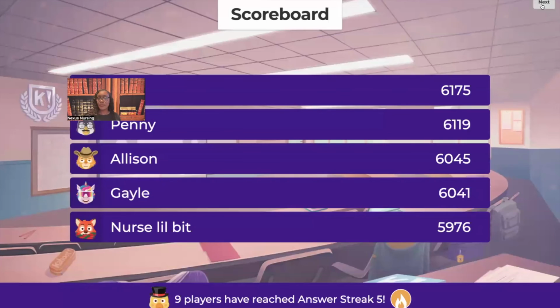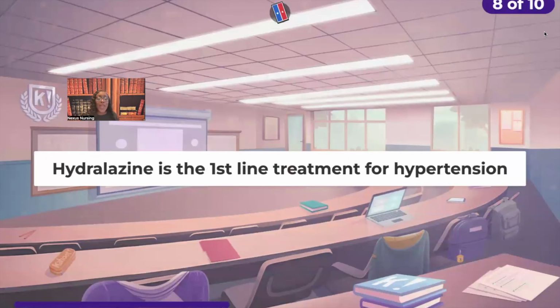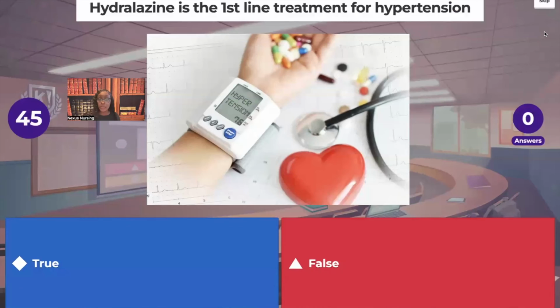Okay, let's keep going. True or false? Hydralazine is the first line treatment for hypertension. Is this true or is this false? Hydralazine, is this the first line treatment for hypertension? Well, you guys are answering this one real quick. Is this a first line drug for hypertension?